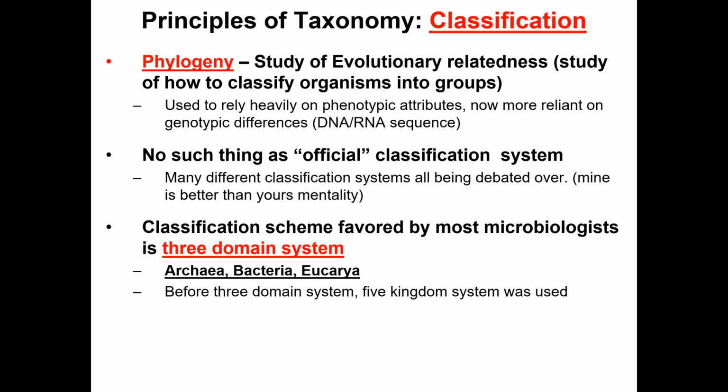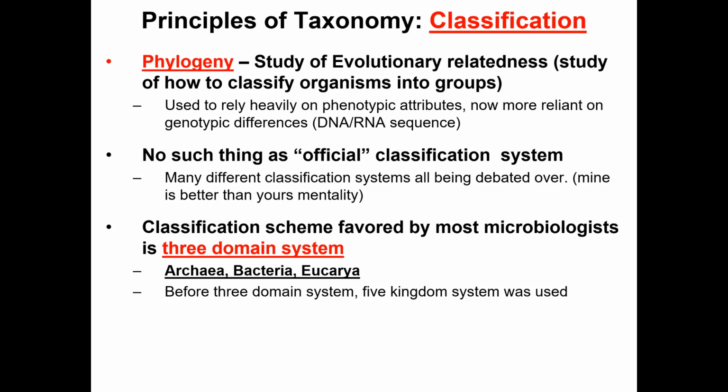So there's a number of different preferred classification systems, but overall, the most widely preferred is the one we talked about in Chapter 1, the 3-domain system. This is where all living things either end up in domain Archaea, domain Bacteria, or domain Eukarya.